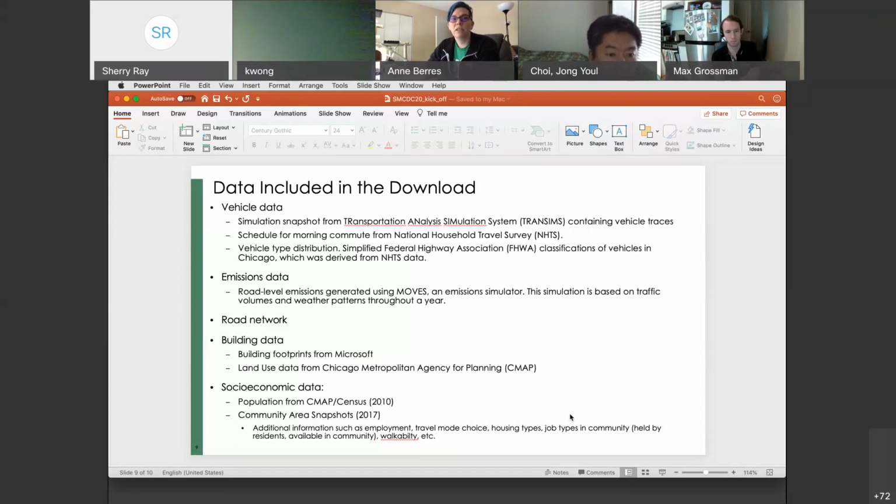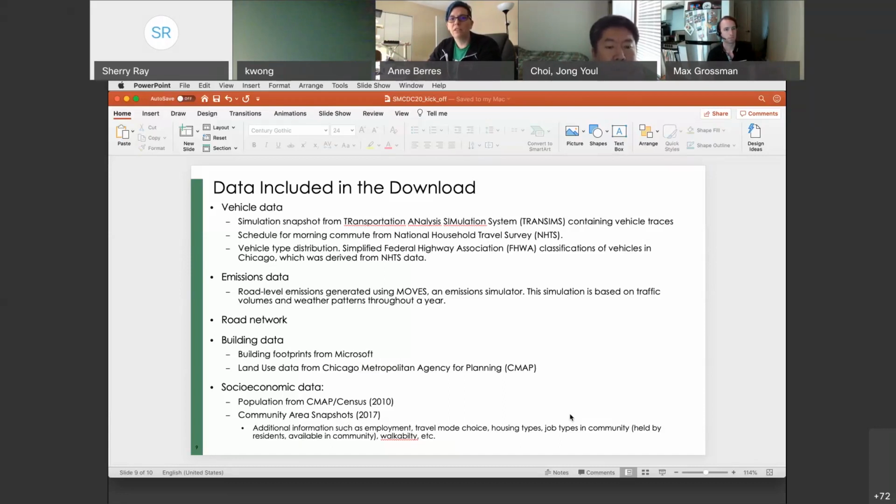Then we have emissions data that was simulated using MOVES based on the outputs of the transportation simulation that we did prior. So that all matches with the road network that was used for both of those simulations. And we have building data. Those are just the building footprints. So Microsoft has all buildings in the US and is providing some data for that. So we have cut that down to a manageable size because the full size data set is not manageable on most computers. Like even just cutting it down was not particularly fun on a laptop.